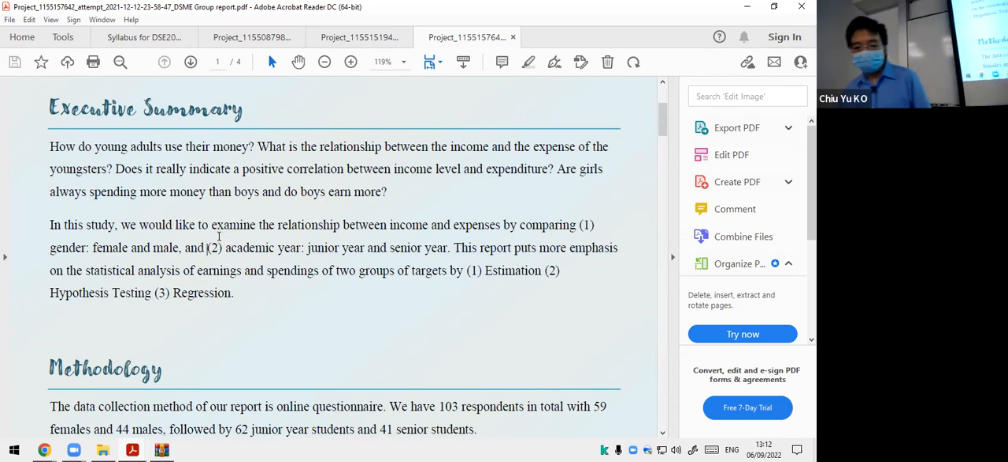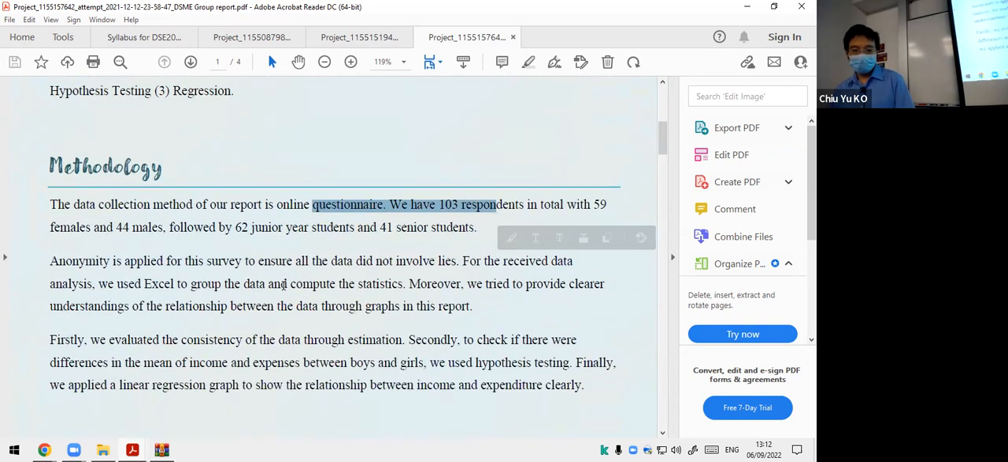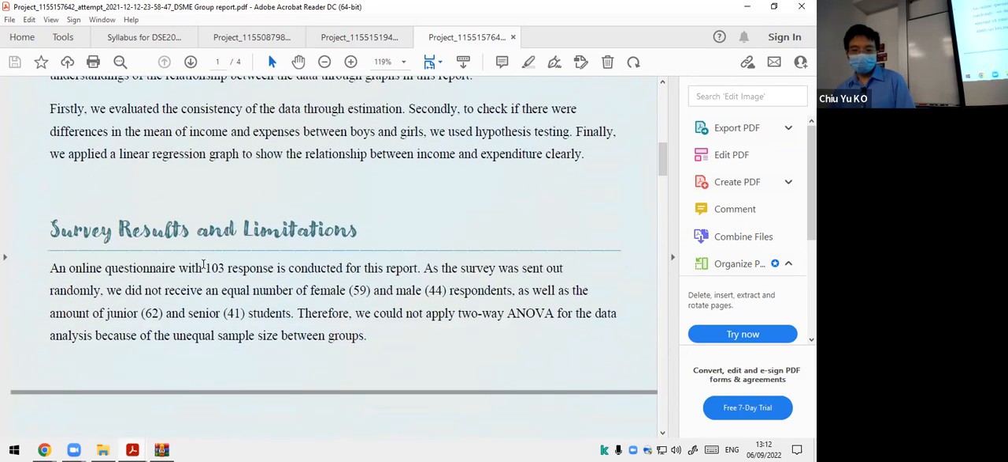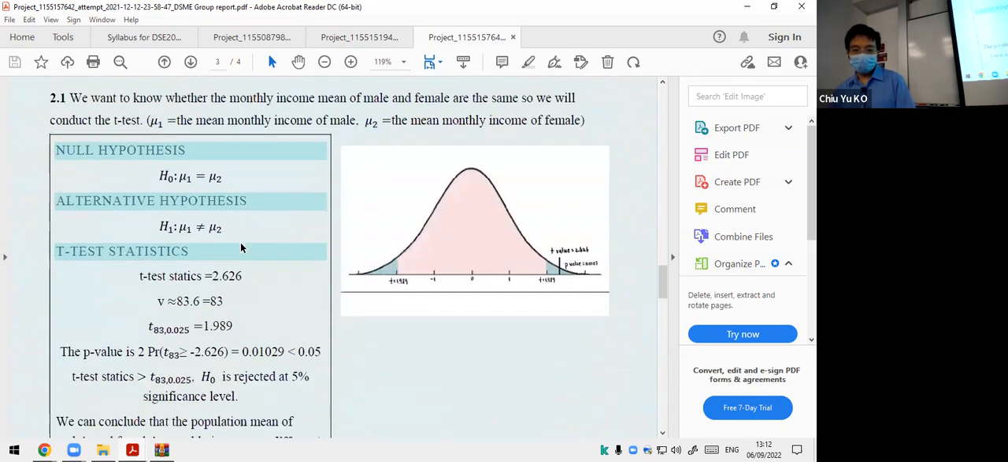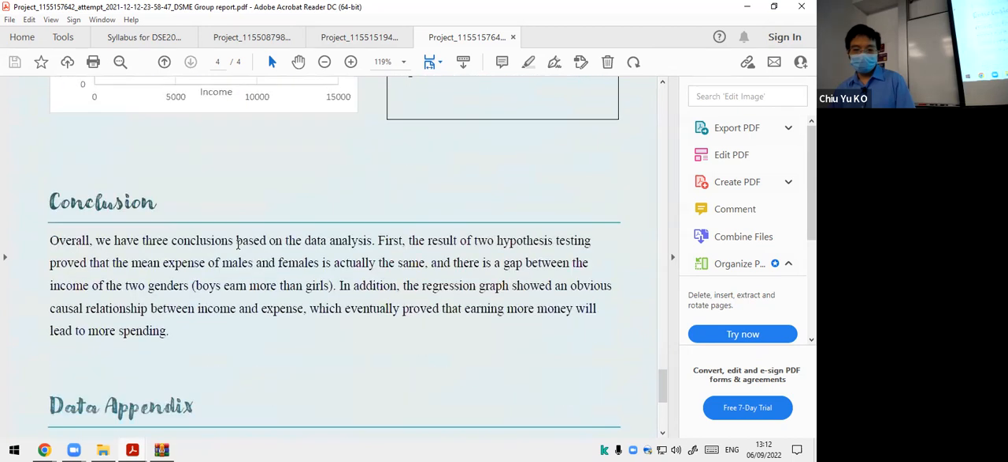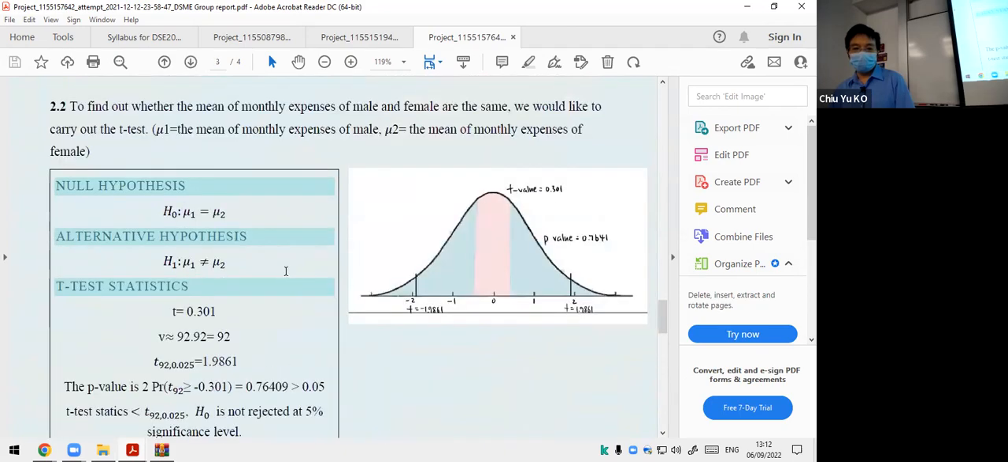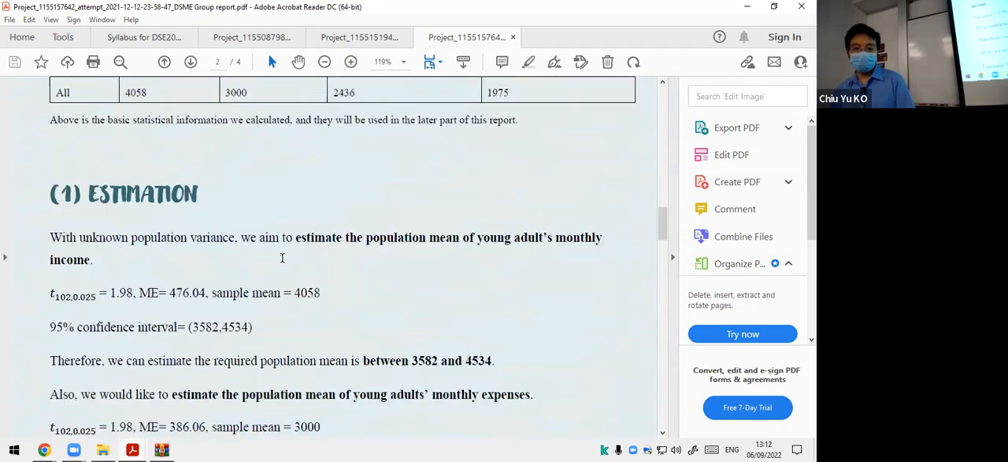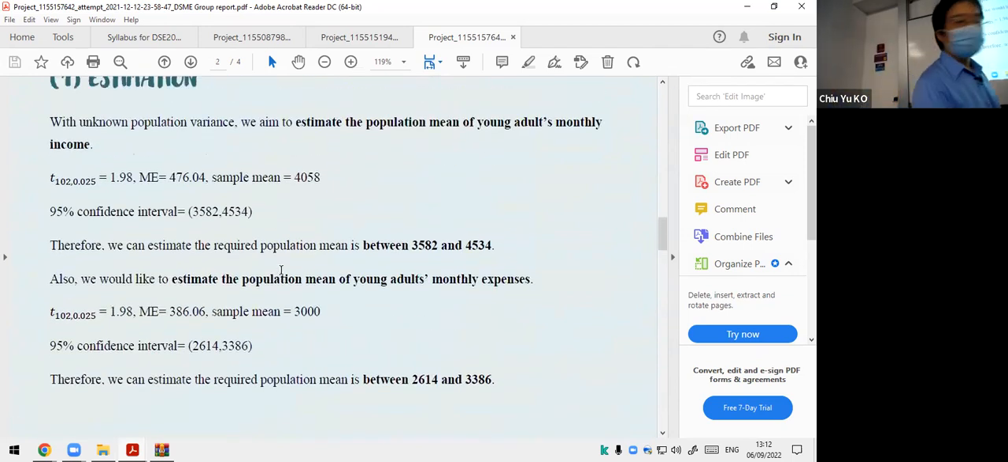What they do is an online questionnaire, and I think it's CHK there. And they do a lot of things. These are the details, and lots of conclusions here. What they first do is look at the mean. They do estimation, but estimation is not particularly interesting, but at least we say what the monthly income is. It's 3,000 to 4,000 something. I don't know whether it fits your intuition.